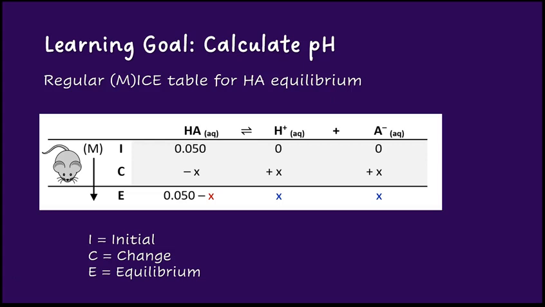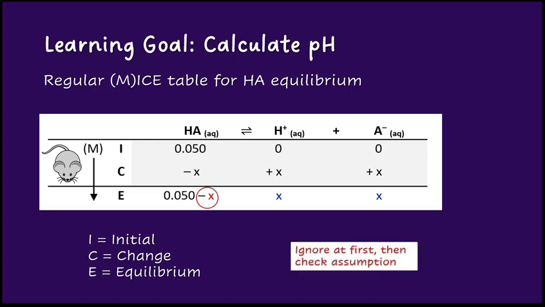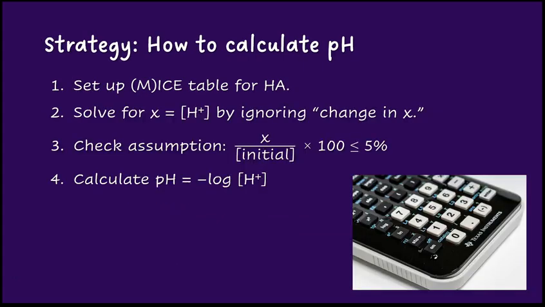For the E row, we do the math for what is happening with the change. What you'll see is that when we solve the problem, we will initially assume that it is okay to ignore the change in x as related to the HA. Then we'll check that assumption later. We cannot ignore the x's shown in the E row for H+ and A- because they are standalone x's. To calculate the pH, we'll set up our ICE table like we just talked about. Then we'll solve for x, which is H+, by ignoring the change in x. And we'll go back to make sure that our assumption is valid. Once we have H+, then we can calculate the pH directly by taking the negative log of that number.